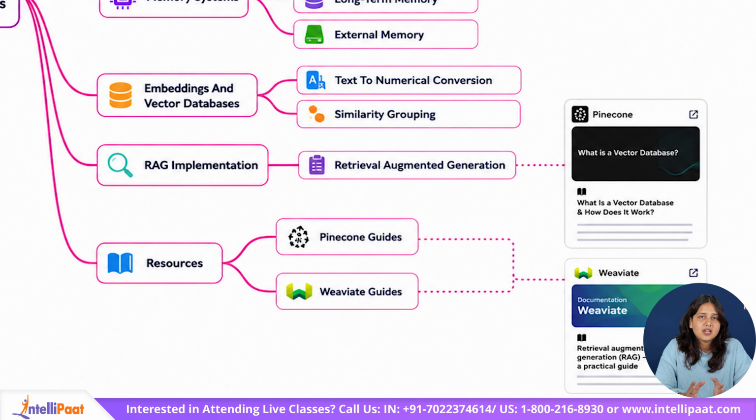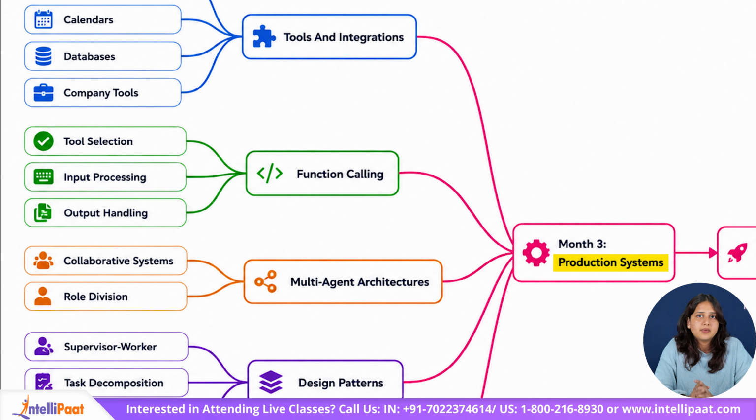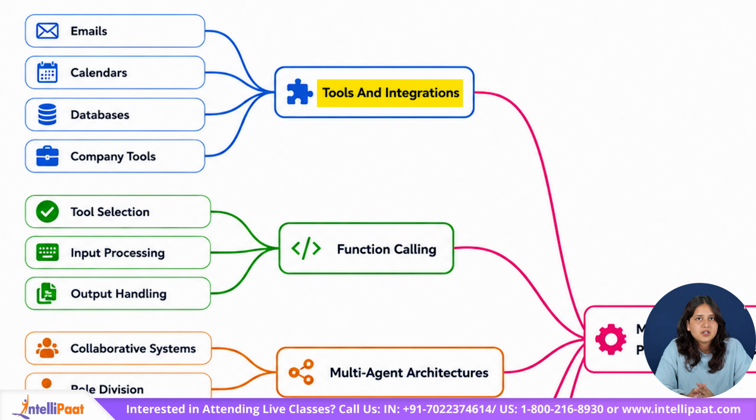Once you can build functional agents, month 3 is about making them reliable and production ready. You start by working with tools and integrations. Learn how to connect your agent to real world systems like emails, calendars, databases, or even internal company tools. This is what allows your agent to move beyond just generating text and actually perform actions.